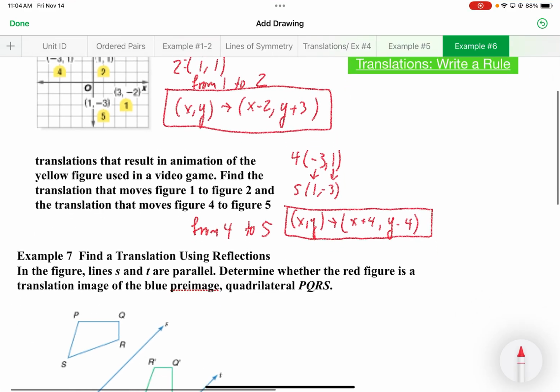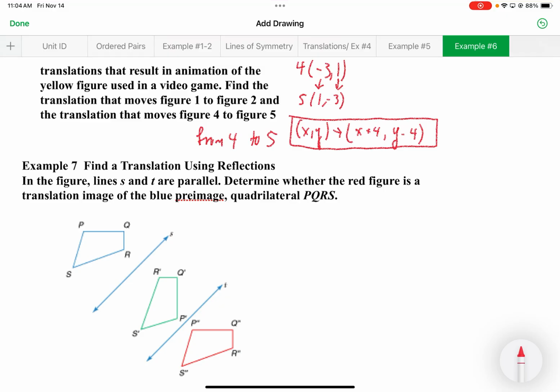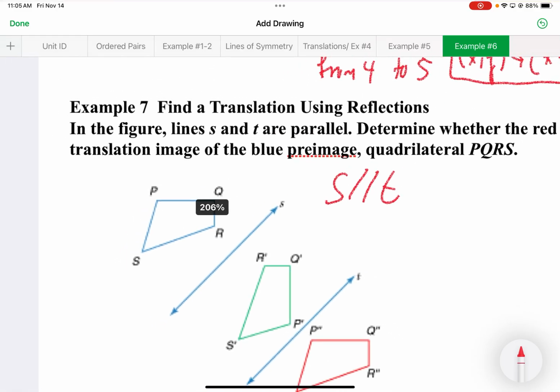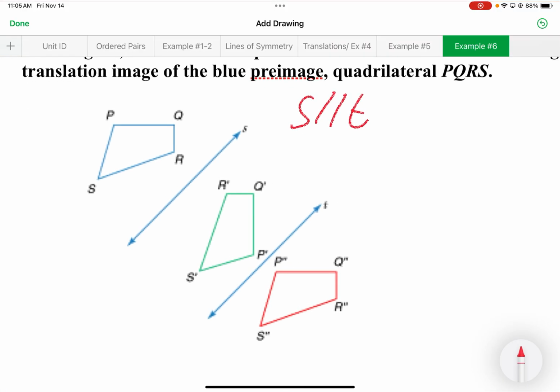All right, one last thing. In the figure, lines S and T are parallel to each other. So S is parallel to T down below. Determine whether the red figure is a translation of the image of the blue pre-image, quadrilateral PQRS. All right? So what I'm doing is I'm reflecting PQRS over the line S to get P prime, Q prime, R prime, S prime. But then what do you notice if I reflect it over another line that's parallel to S?